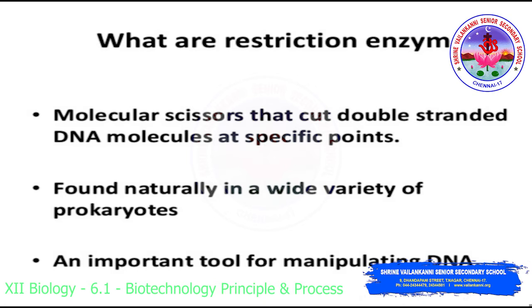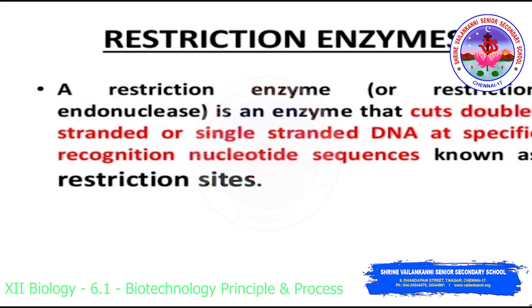What are restriction enzymes? Molecular scissors that cut double-stranded DNA molecules at specific points. Found naturally in a wide variety of prokaryotes, and it is an important tool for manipulating DNA. So this restriction enzyme is also known as molecular scissors. In other words, restriction enzymes are also called restriction endonucleases. It is an enzyme that cuts double-stranded or single-stranded DNA at a specific recognition nucleotide sequence known as the restriction site.